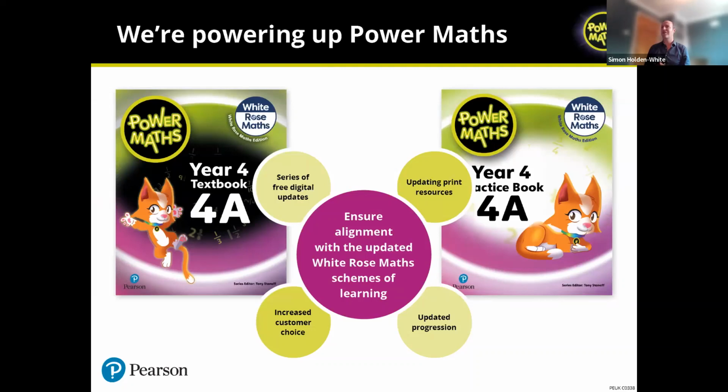Those are some new examples of covers. Don't they look nice? They need to be distinguishable from the current book. So we decided to call them White Rose Maths editions, which you can see on there. We've also incorporated the colour from the White Rose Maths schemes, as well as the Power Maths year group colour. So you've got the purple on there and the green on there for year 4.